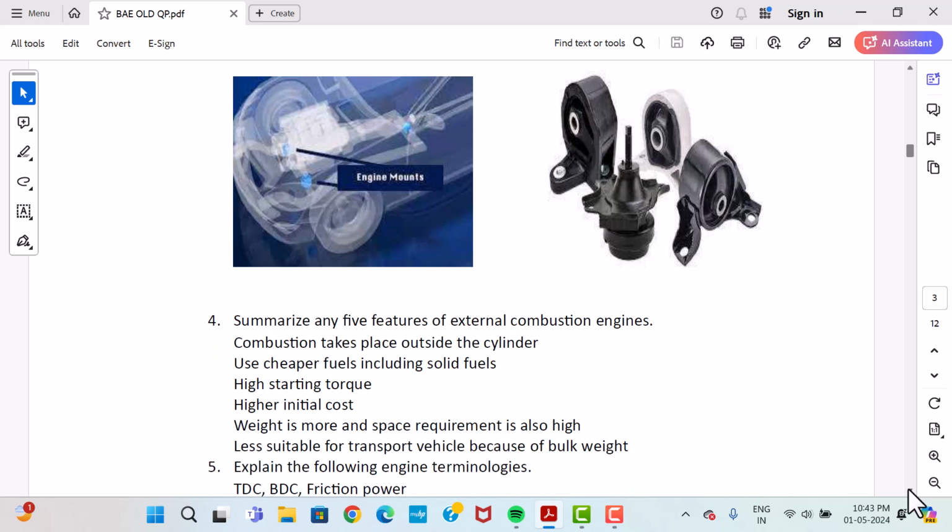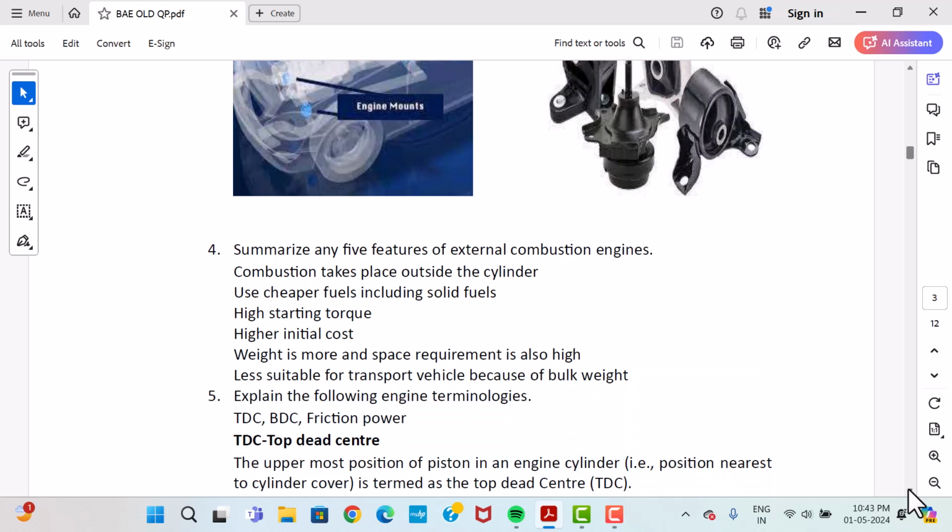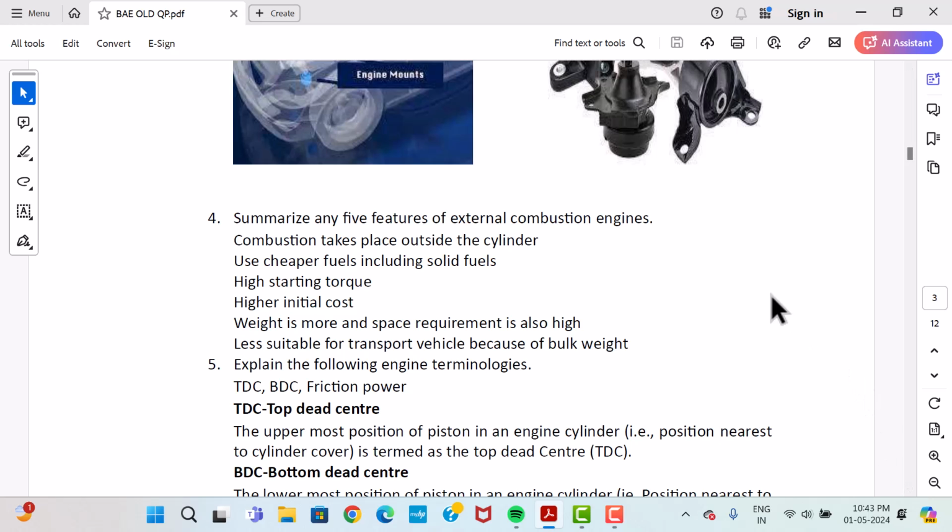Fourth question, summarize any five features of external combustion engine. So you must remember the properties or features of the external combustion engine. In the case of an external combustion engine, the combustion takes place outside the engine cylinder. For example, in a steam engine, the steam is produced from the boiler; the burning is not taking place inside the engine.